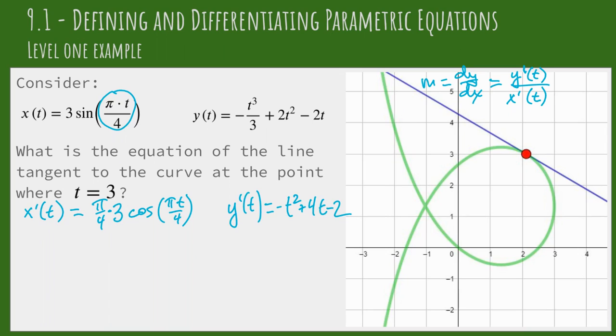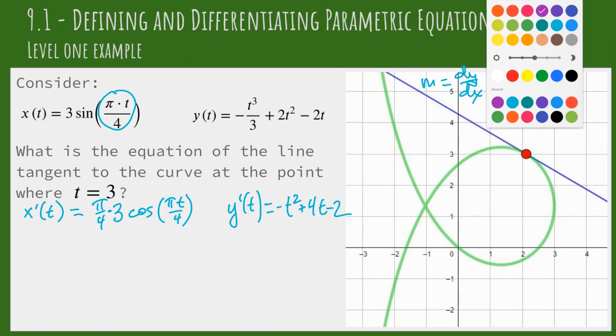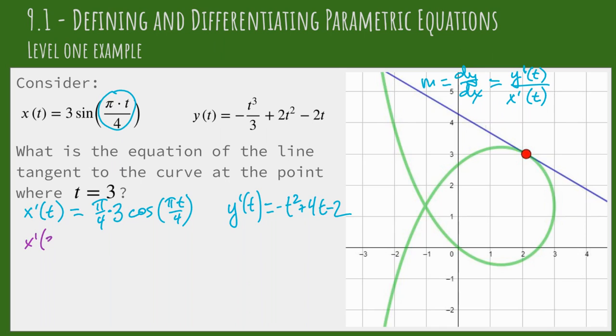And so specifically, we want to know what's the slope at the point t equals 3. So I'm going to find these values at t equals 3. So I want to know what is x'(3). So it's going to be 3 pi over 4 times the cosine of 3 pi over 4. Looks like we're going to get to do a little trig there. And we also want to know what y'(3) is. That one's going to be a little easier. So it's going to be the opposite of 3 squared plus 4 times 3 minus 2. So that is going to be negative 9 plus 12 is 3 minus 2 is 1. So that's nice and easy.